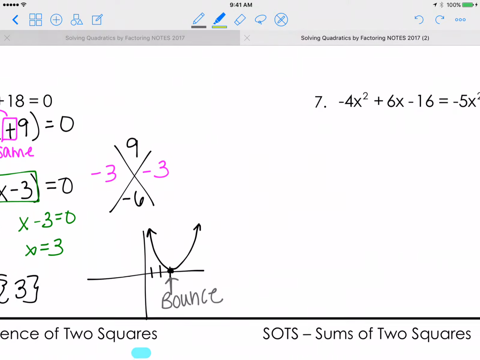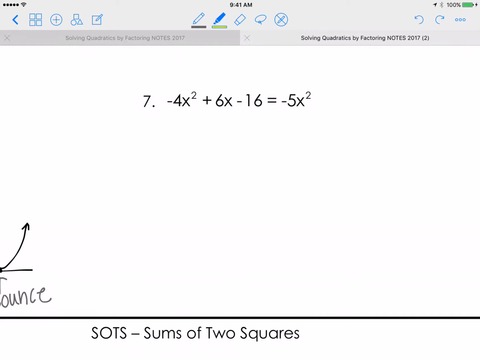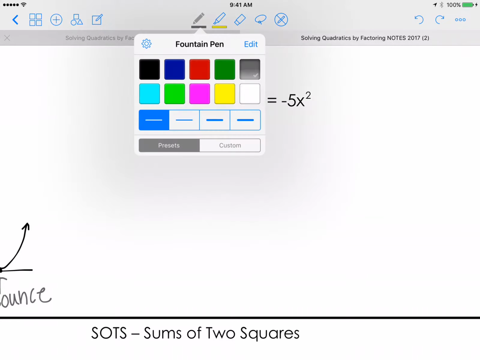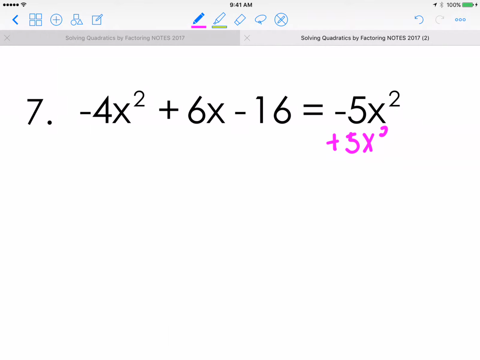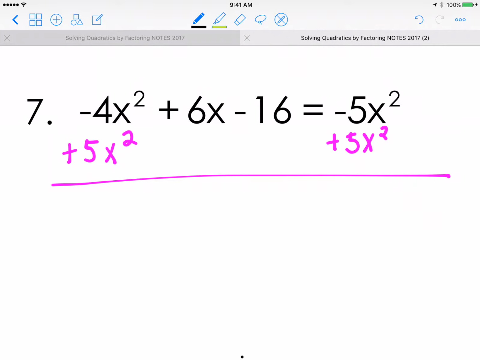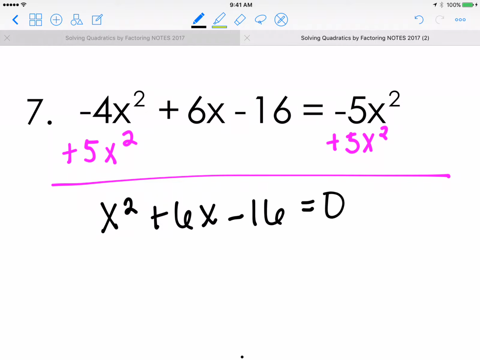Okay, so next, let's move on to 7. So here's a problem. It doesn't look like a quadratic right now. Well, the right side doesn't equal 0, and we need it to. So what can we do to make this side equal 0? Well, we can add the 5x squared over to the other side, and we're going to combine it with a negative 4x squared. So negative 4x squared plus 5x squared is going to give us 8x squared plus 6x minus 6 equals 0.